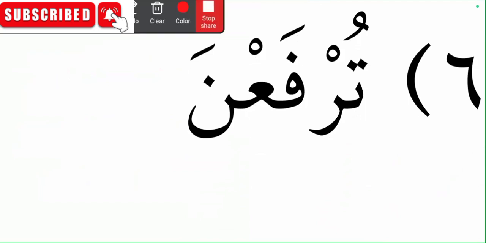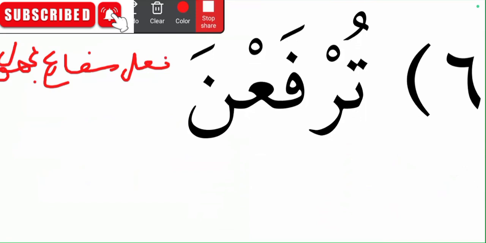तुरफअना बता सकती हैं आप? हाँ जी, एक सेकंड वो सेव कर रही थी पिक्चर को. जी फेल मुजारे. हाँ एक सेकंड पहले मैं सोचूं. तुरफअू तुरफअनी तुरफअूना, युरफअू युरफअनी युरफअना. अच्छा ये फेल मुज़ारे मजहूल जमा मोनस हाजिर. क्योंकि गायब जो सीगा था वो युरफअना. अब हाजिर में क्या होगा? तुरफअना.